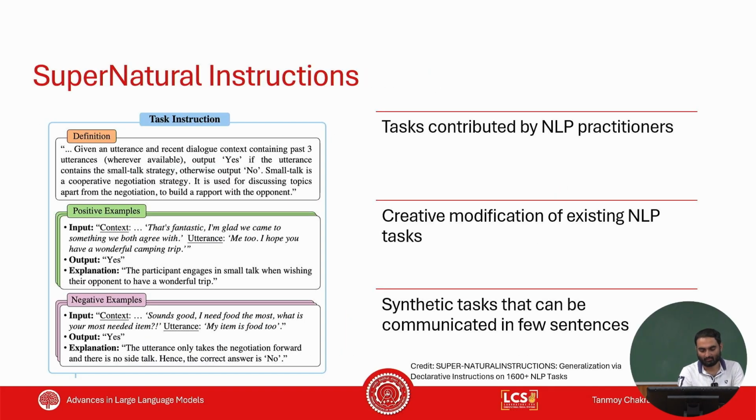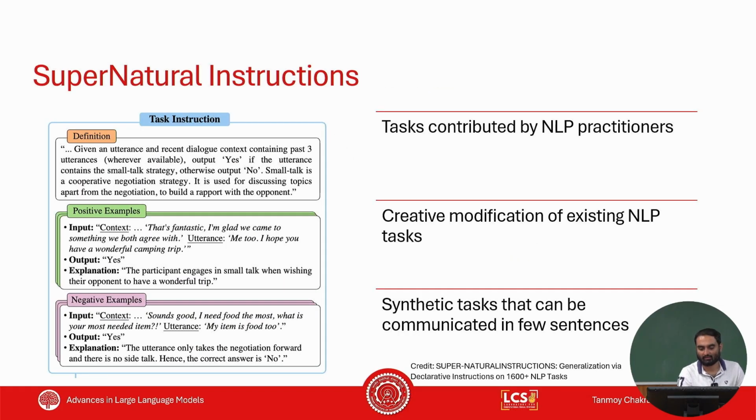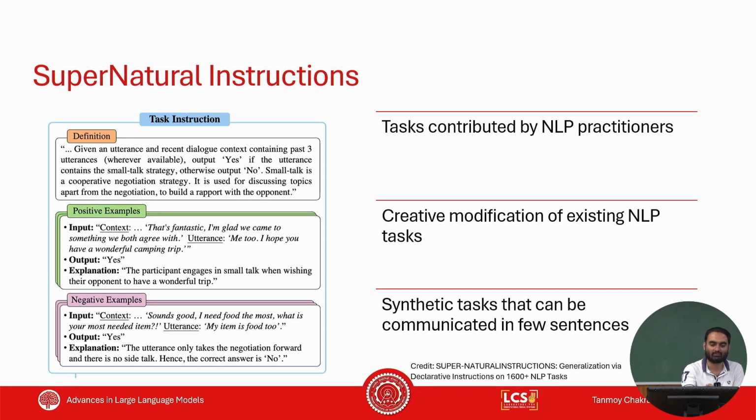Okay. So this is the FLAN dataset 2021. The problem with the FLAN dataset was that it's very simple data, right? Mostly they used NLI for the data curation. So then the next paper came, and this is called the supernatural instructions dataset.